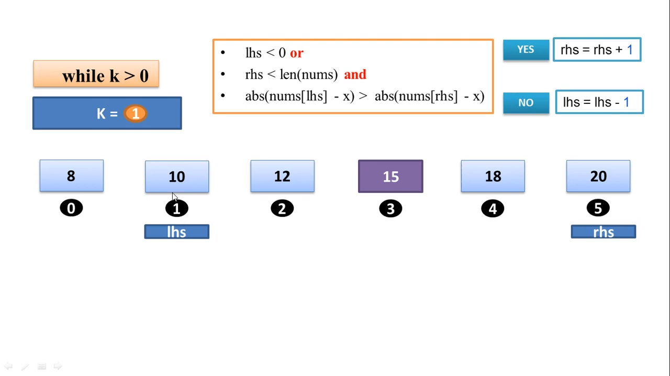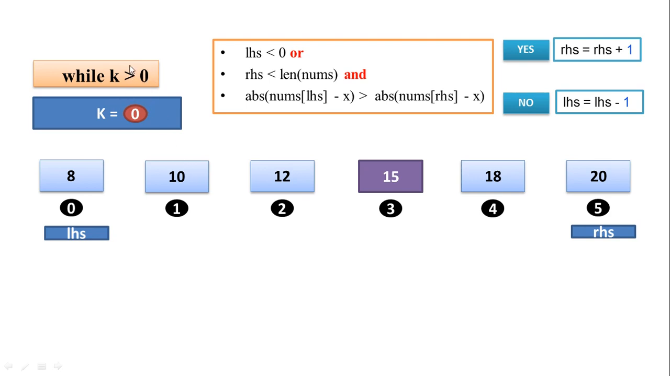Hence, LHS is now pointing to 1. It will now move towards the left and point to the 0th index. And we also have to ensure that we reduce the value of k by 1. So now k becomes 0. So this means we have come to the end of our while loop, or we have come to the end of our iteration. As you can see, the value of k is no longer greater than 0.